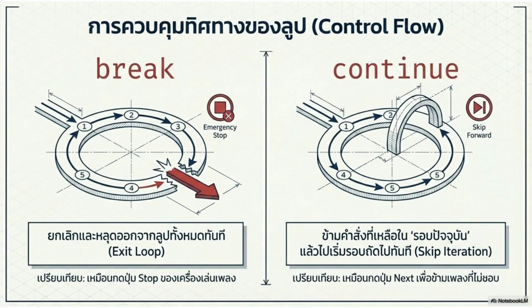Control flow commands, break and continue, allow you to manage the loop's direction. Break immediately terminates and exits the entire loop, like an emergency stop. Continue skips the rest of the code in the current iteration and starts the next round immediately.